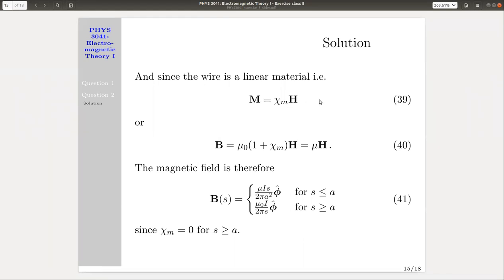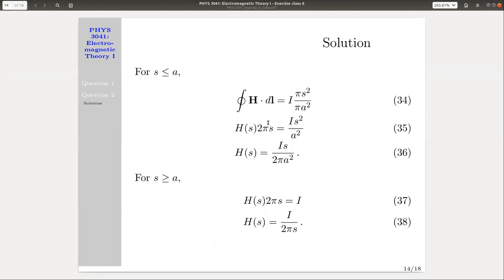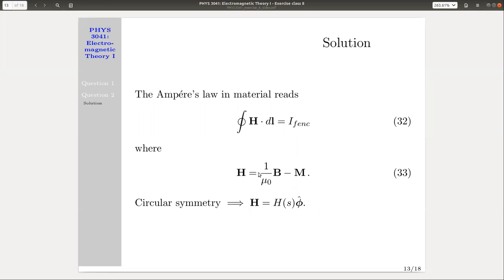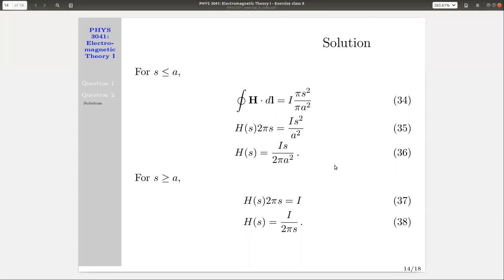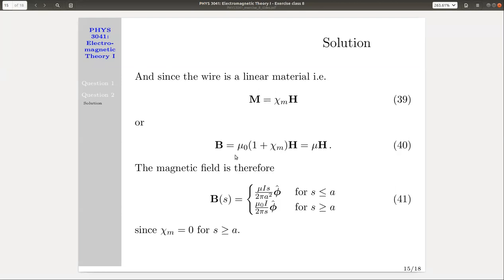Then we can just use these relations and also use the definition of the H field. So actually I mean these equations. Then you can just manipulate these expressions and substitute away the magnetizations to get a relationship between the magnetic field and the H field. Then you have these expressions.